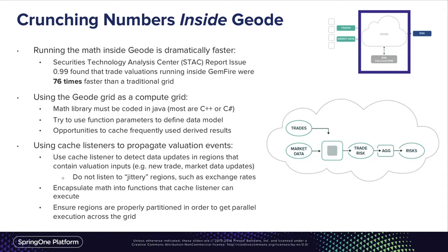So with the Securities Technology Analysis Center, STAC, is an organization that was created by Wall Street for Wall Street to do benchmarks that we can trust. And several years ago, they did a benchmark of exactly what I just described. They first went ahead and used a typical compute grid with a separate data grid. They pulled the data to the compute grid the way I described earlier, did the computations, pushed the results back. Then they turned off the compute grid, relocated the code that was doing the computation into the data grid, and redid the exact same test.